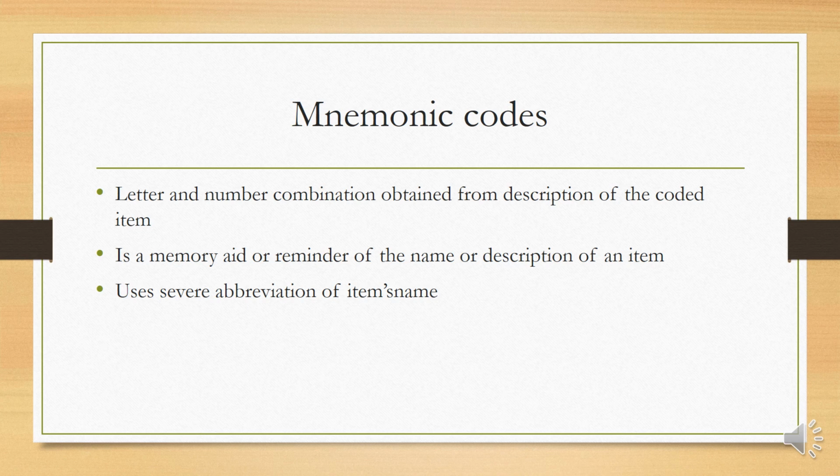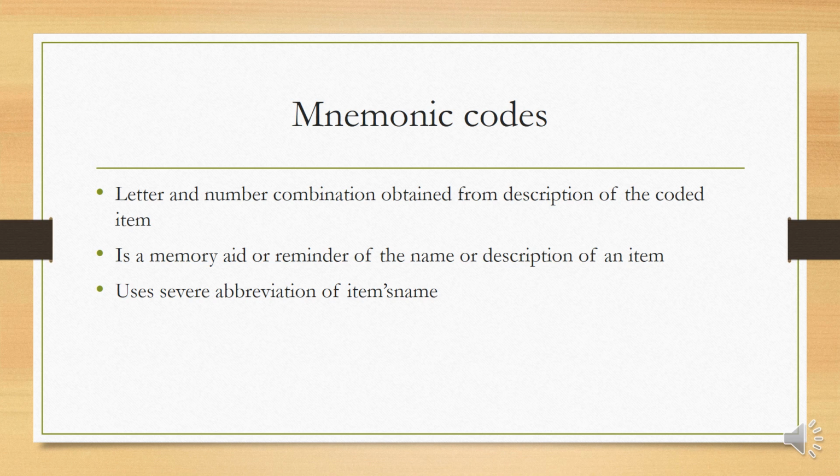How is this letter and number combination obtained? It is obtained from the description of the coded item, based on some characteristics of the coded item. It acts as a reminder of the name or description of an item. When you see the mnemonic code for an item, you will be reminded of the item. Seeing the mnemonic code, you can identify what the item is.